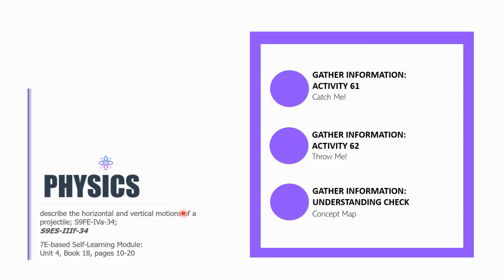Okay, so if you want to follow through with some sort of the reading material, you need to have a copy of the 7E based self-learning module in science, which I have developed, and open it in Unit 4, Book 18, pages 10 to 20.